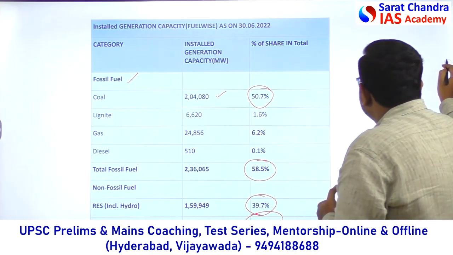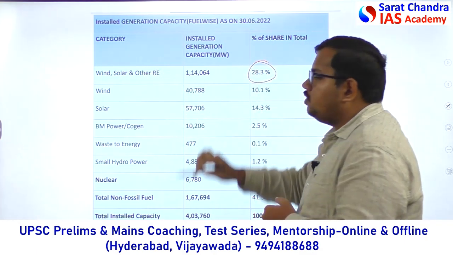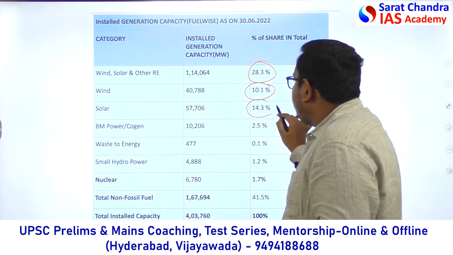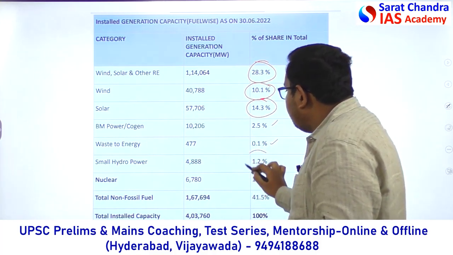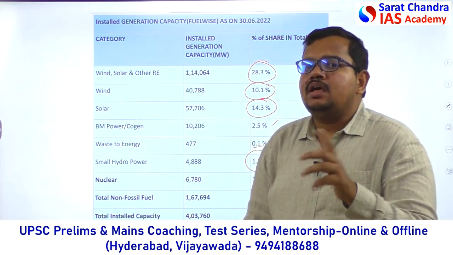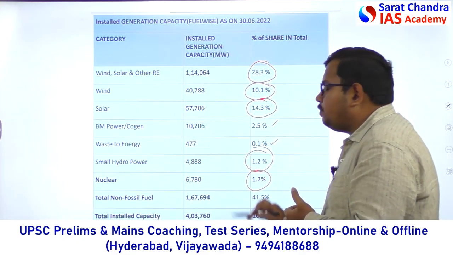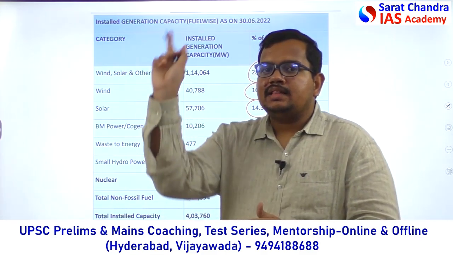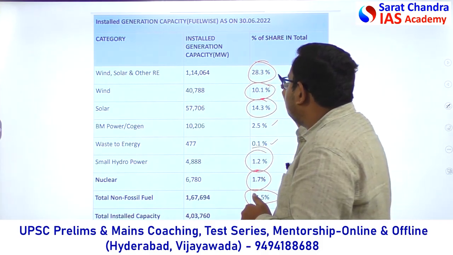Now, if you look at overall renewable energy, so wind, solar and other renewable energy, as I have already told you, currently it is around 28.3%. And out of that, wind energy is around 10%, solar 14.3%, and the rest very little. Okay, biopower around 2.5, waste to energy 0.1, small hydro even less. And here we have very high potential that we are not harnessing yet. Small hydropower in India, we have very large potential. We are only focusing on large hydropower. Instead of that, we should focus more on small hydropower. And nuclear around 1.7%, and total non-fossil fuel 41.5%, overall 100%. Okay, that is 58% fossil fuel power generation, this 41.5% non-fossil, and in that the renewable form of energy is 28.3%.